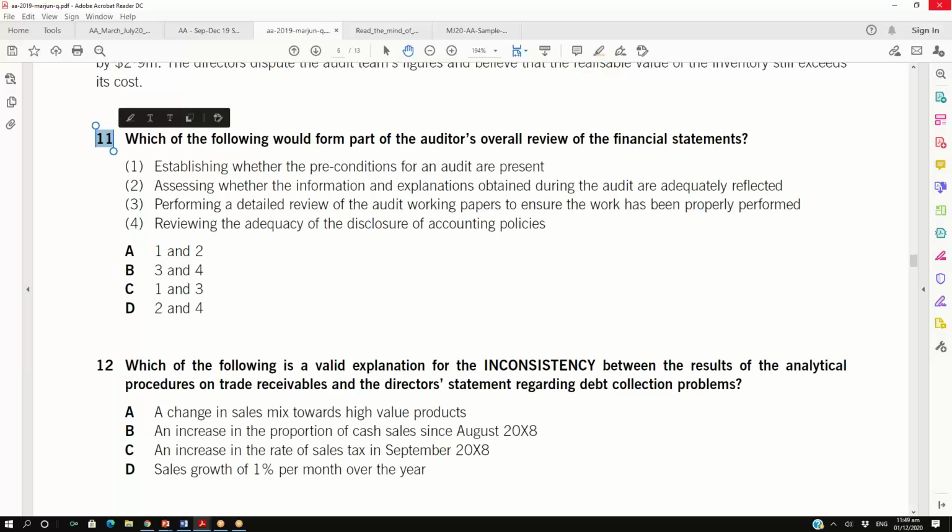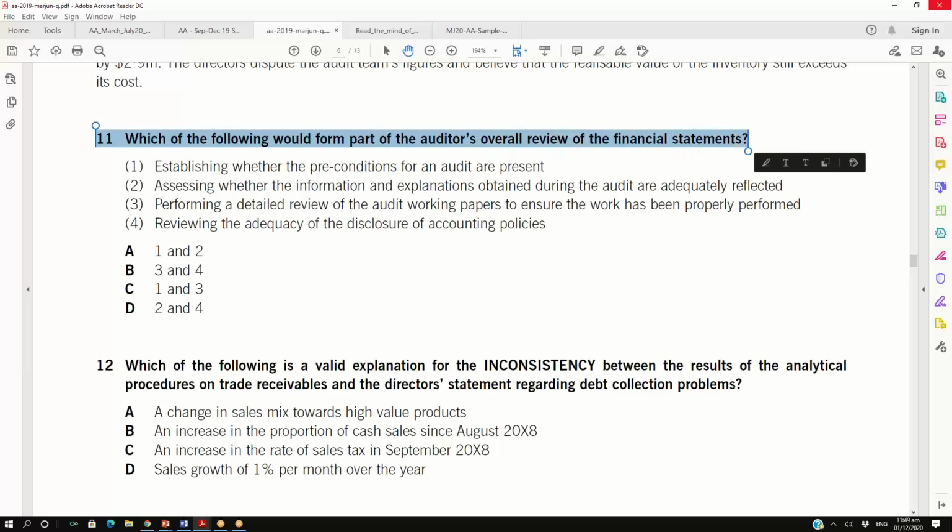Now, look at this first question. Which of the following would form part of the auditor's overall review of the financial statements? When the auditor is performing an overall review of the financial statements, which of the following would form part of it? This is just testing your knowledge. This is nothing linked to a case study.